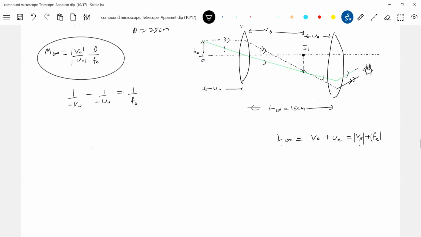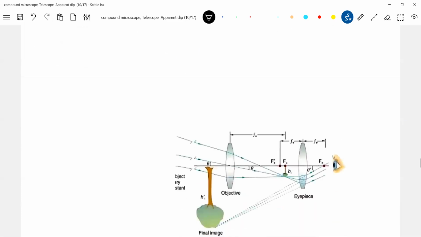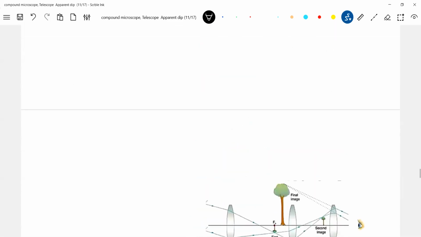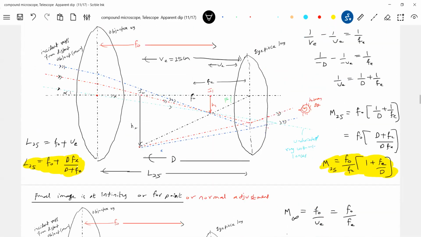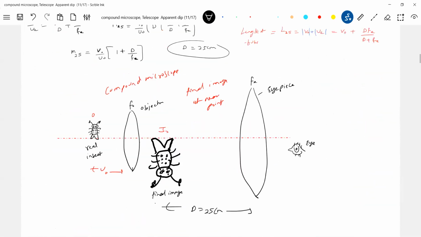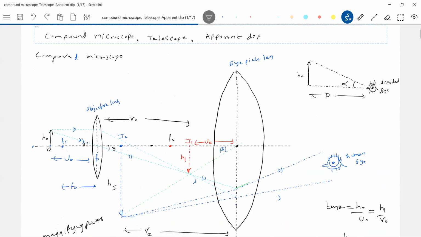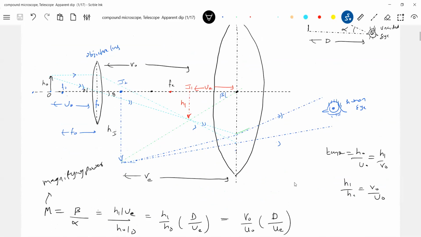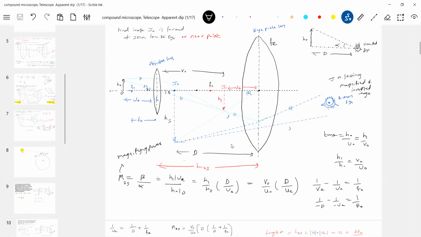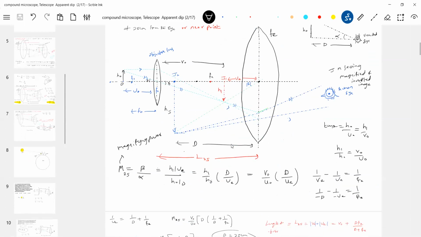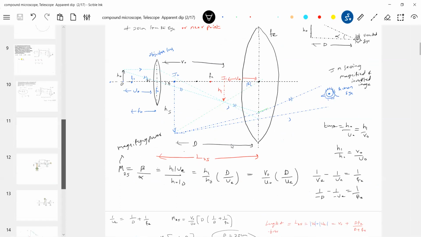I'll go to the next one. Okay, now we'll take one. Actually, what is it? Telescope numericals. Telescope also, we'll do a few problems.